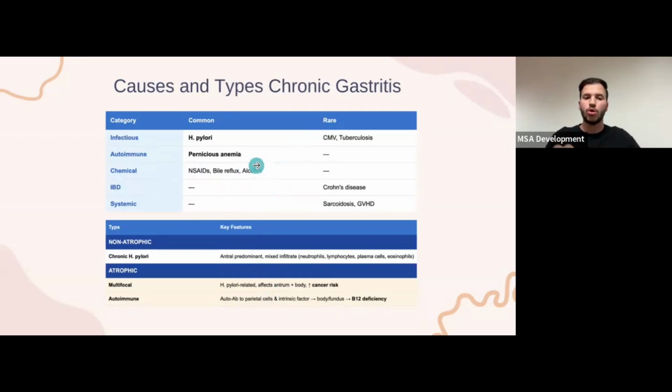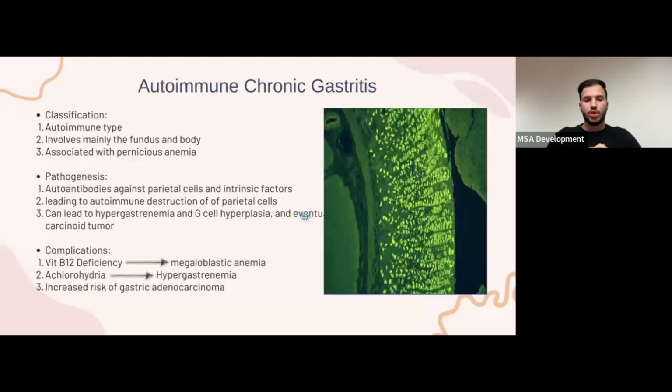Just know them. Memorize the H. pylori and pernicious anemia and NSAIDs. Okay, autoimmune chronic gastritis. How is it classified? First of all, it's an autoimmune type. It involves, as you mentioned, mainly the fundus and the body, and it's associated with pernicious anemia.